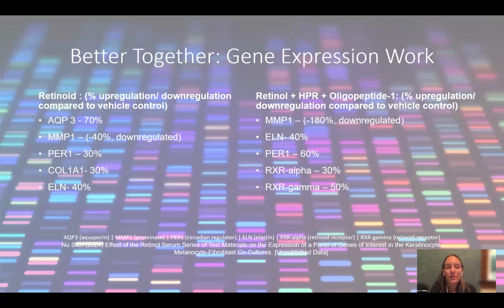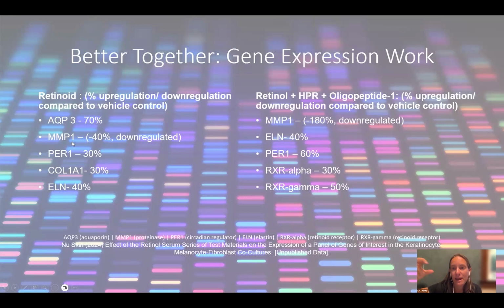So this is now research that Nu Skin conducted. When we looked at gene expression, we looked at the gene expression of a retinoid by itself versus the combination of retinol, HPR, and illegal peptide 1. And what we found was pretty interesting. So when we looked at just the retinoid, right, the retinoid had the ability to increase this aquaporin expression. Aquaporins have to do with hydration in the cells. And there was a 70% increase in aquaporin, which is good.